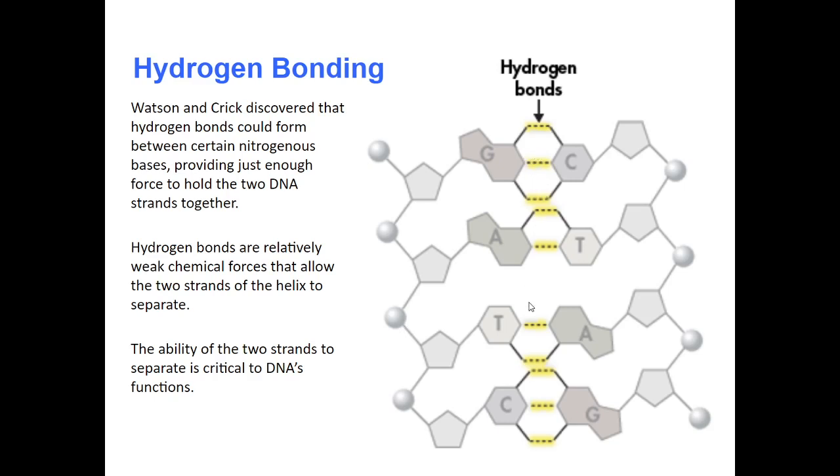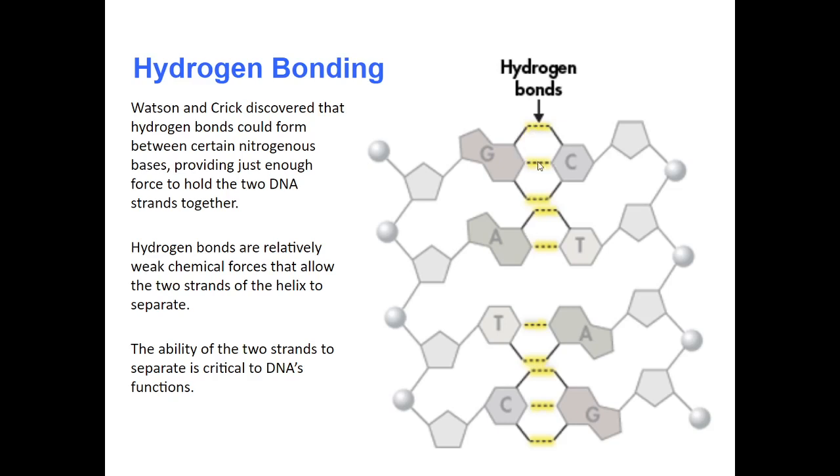It's strong enough to hold them together until something comes along and breaks that bond. It's not a very strong bond. It's relatively weak. It's way weaker than the other bonds you see here. This is a bond, this is a bond, this is a bond. These are much stronger bonds than this bond right here. This weak hydrogen bond is just enough to hold it together.